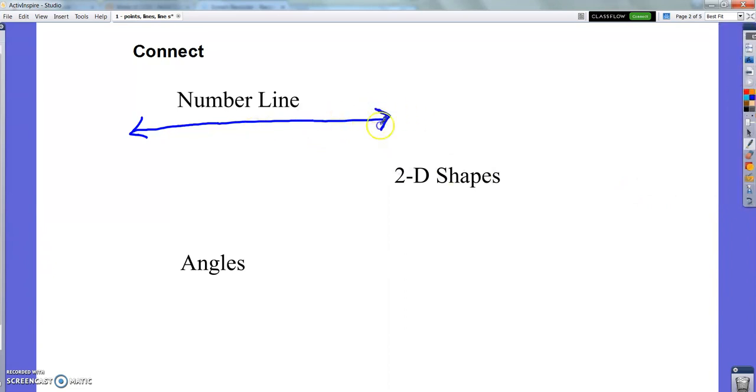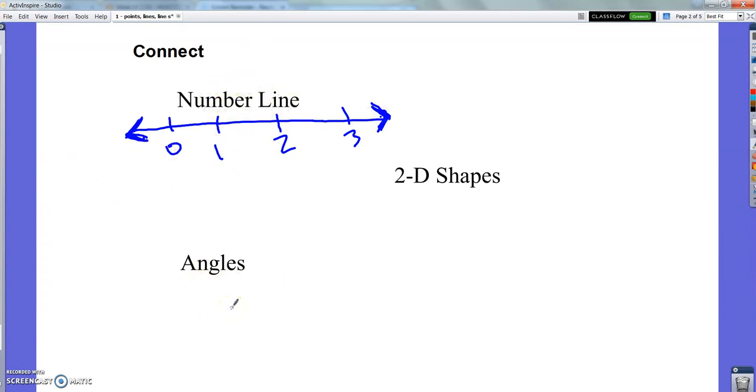The arrows tell you that even if you only show this much on the number line, obviously it keeps going forever, to 4, 5, 6, 7, 8, 9, forever and ever. Lines, as you're going to see, have arrows on the end to show you that they keep going even past what you see.